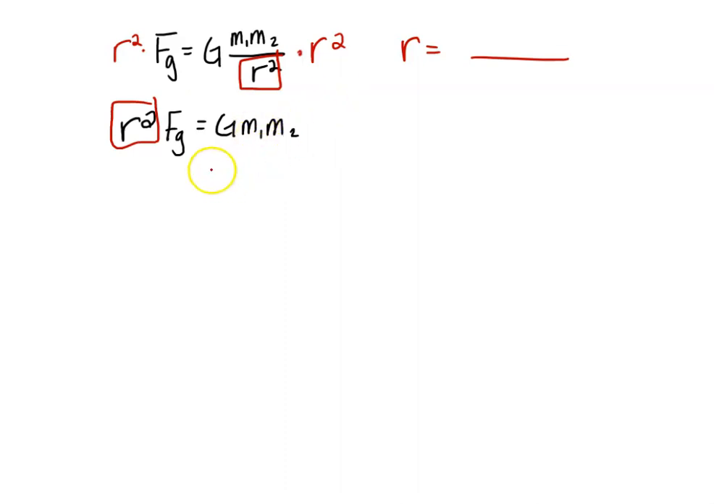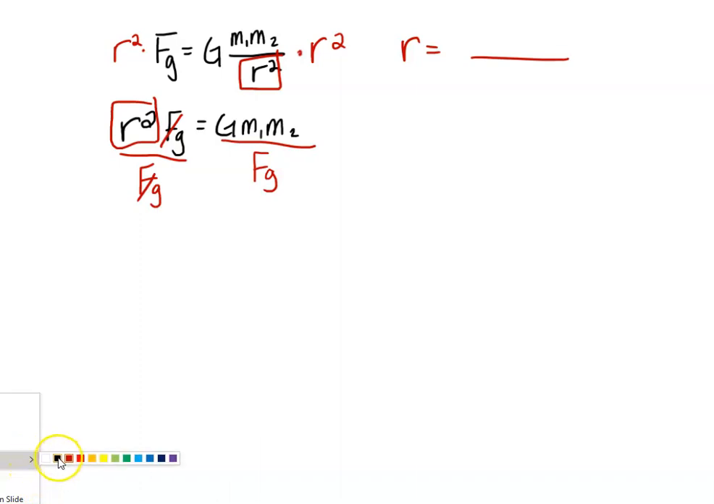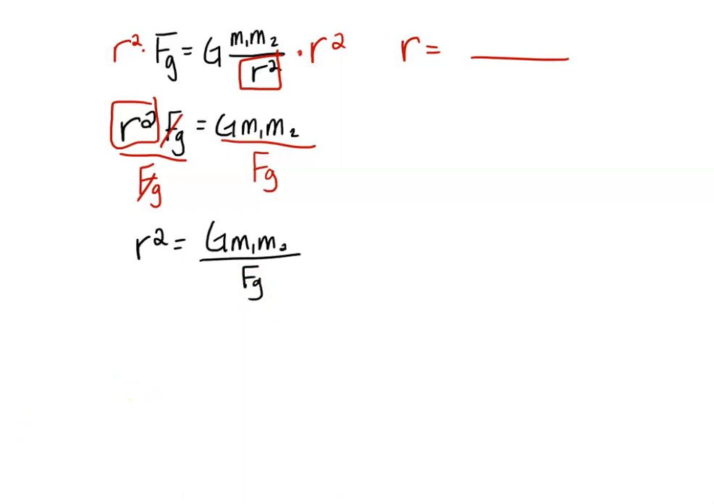All right, so our next step, we're trying to, again, isolate our r squared. So right now it's being multiplied by f sub g. So I'm going to divide by f sub g. And then again, rewrite the equation. And now we just have r squared. So I'm going to turn it into r by undoing my square. Now I'm at the end. So undoing the square is going to be taking the square root of everything.